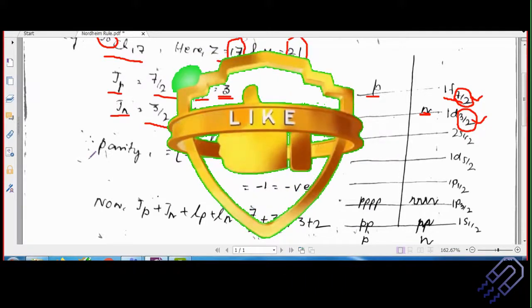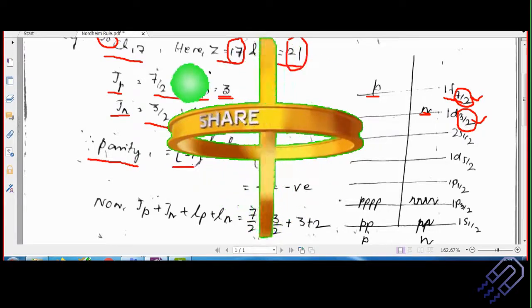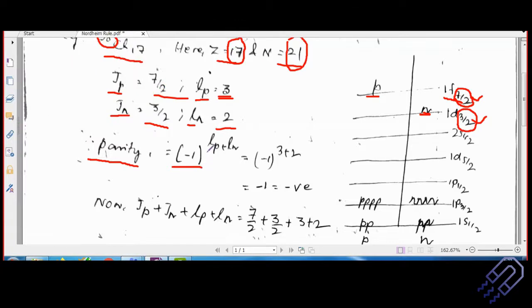If you now want to find out the parity, whether it is odd or even, we don't use the formula we used earlier, minus 1 to the power L. Now it is L_P and L_N. So we have L of P and L of N.